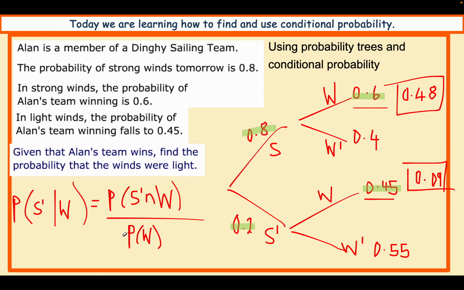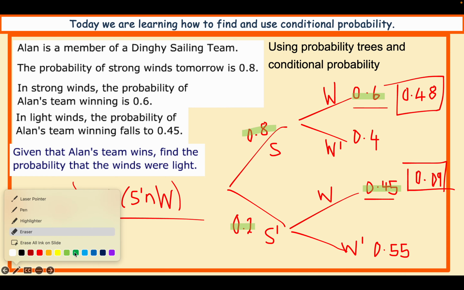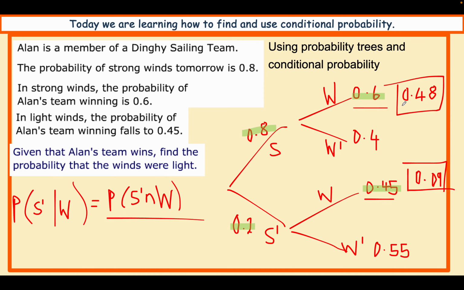Okay, so the first thing we've got to work out is the probability of winning. So the probability of winning is going to be simply the sum of the 2 values on the right-hand side, which is 0.48 plus 0.09, which is simply going to be 0.57.